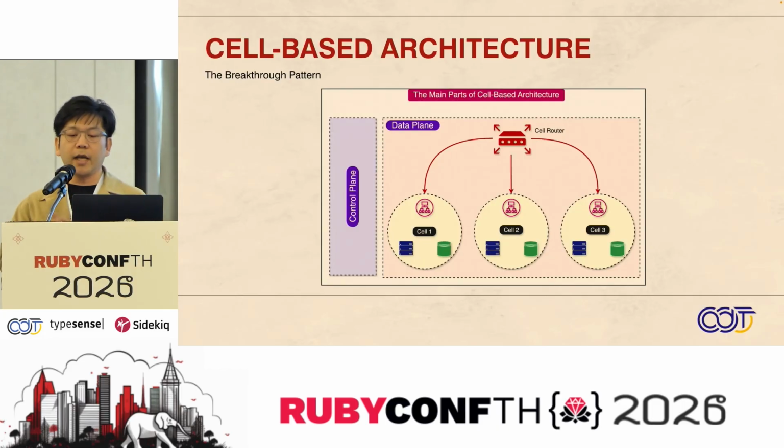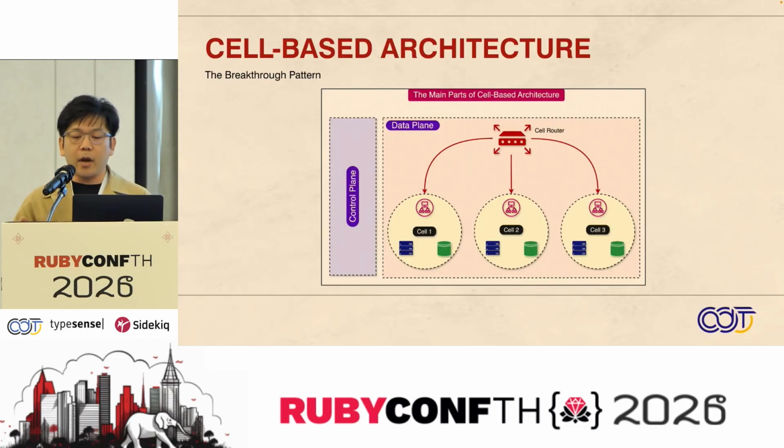The control plane is like a mission control for your platform. It knows which cells exist, which tenant or customer lives in which cell, and which version of your application each cell is running. It's responsible for the life cycle of cells: creating a cell, upgrading them, and decommissioning the old ones.